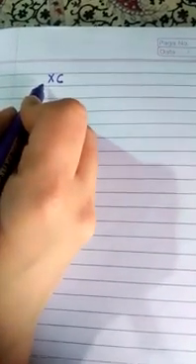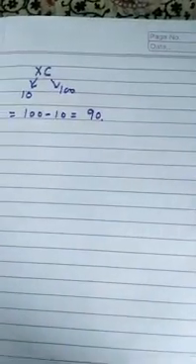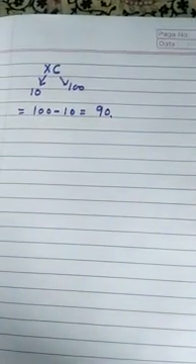XC. The value of X is 10 and the value of C is 100. X is on the left side and C is on the right side. So now we have to subtract. 100 minus 10 is equal to 90. Clear? So, this is the rule of subtraction.